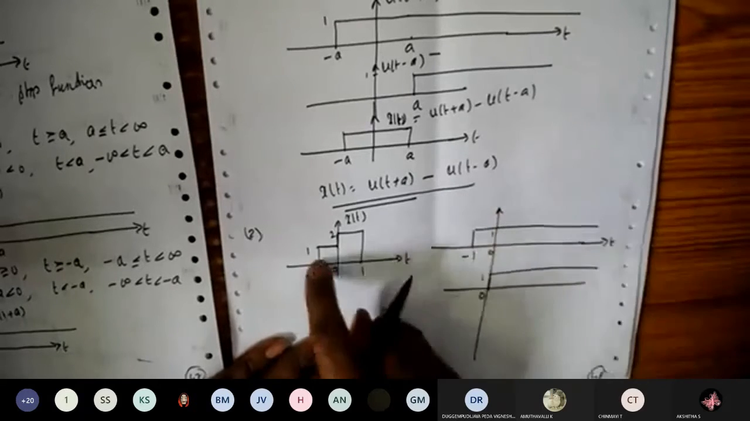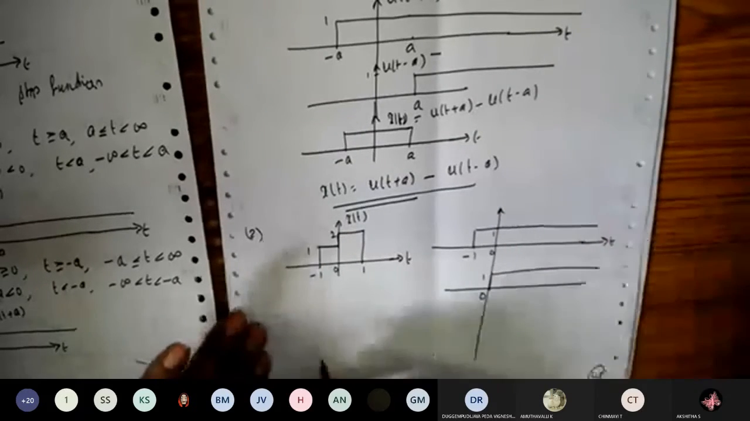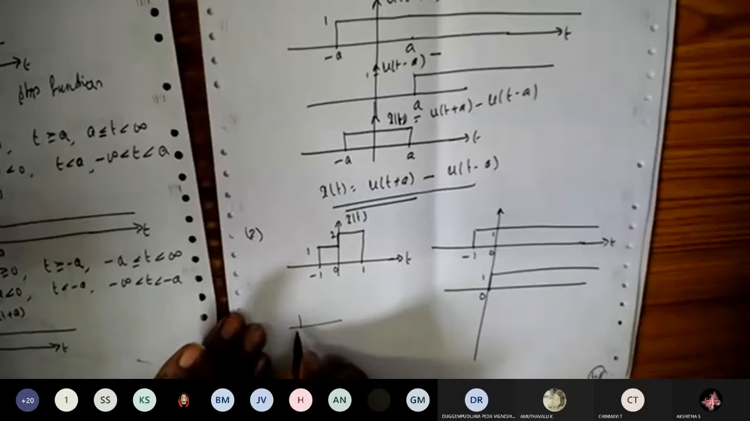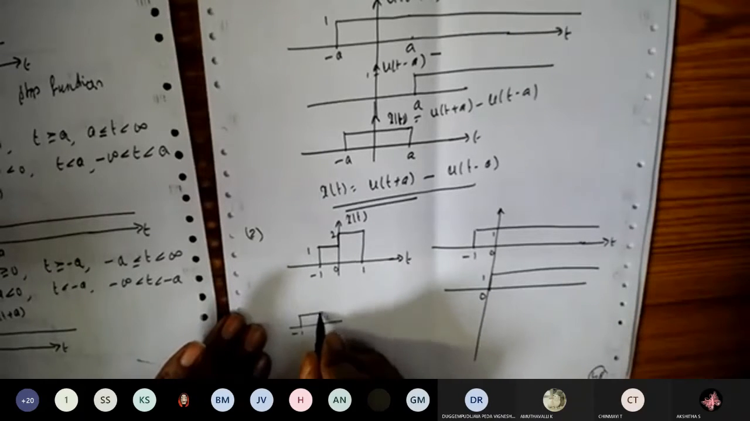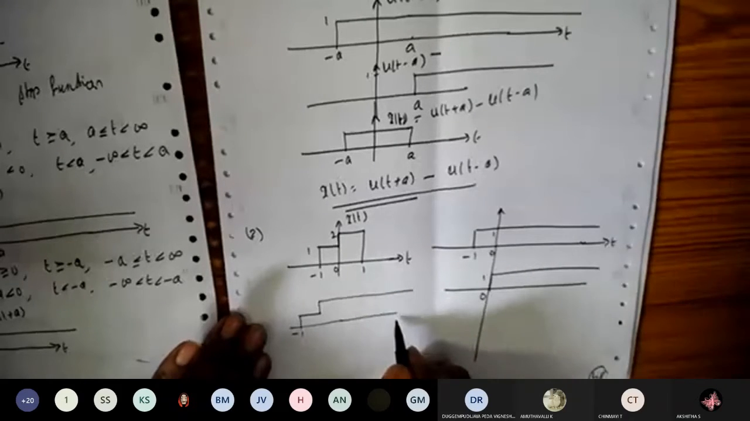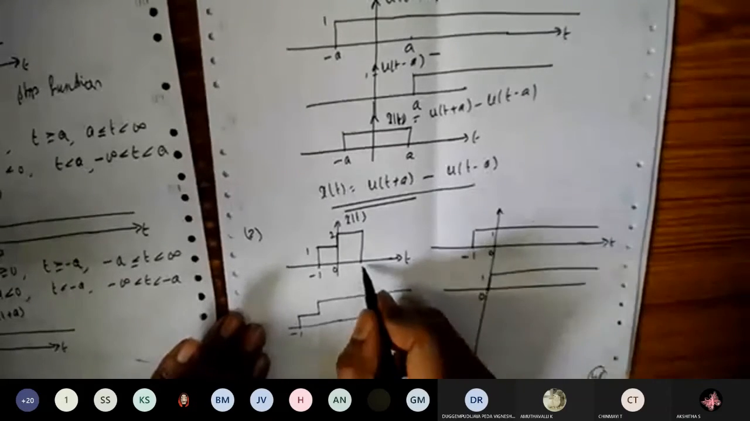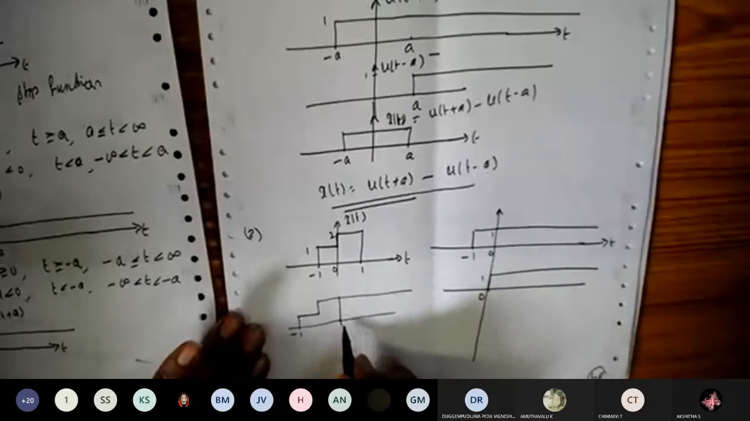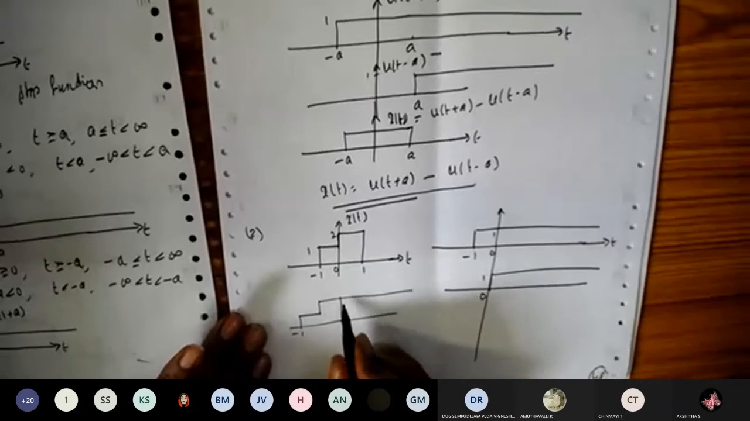So when I'm going to add, I'm going to get the pulse like this. So the pulse will be something like this. We'll get here, from -1 up to 0 like this. From 0 onwards, the pulse will extend till infinity. It is going to extend like this here. Now at 1, I need to remove this portion. I need to remove at 1 here.